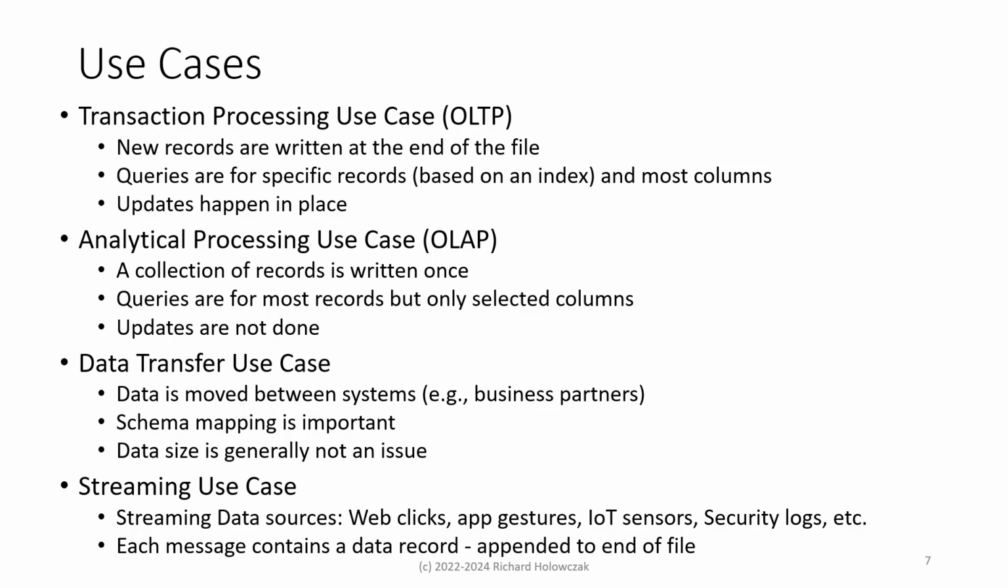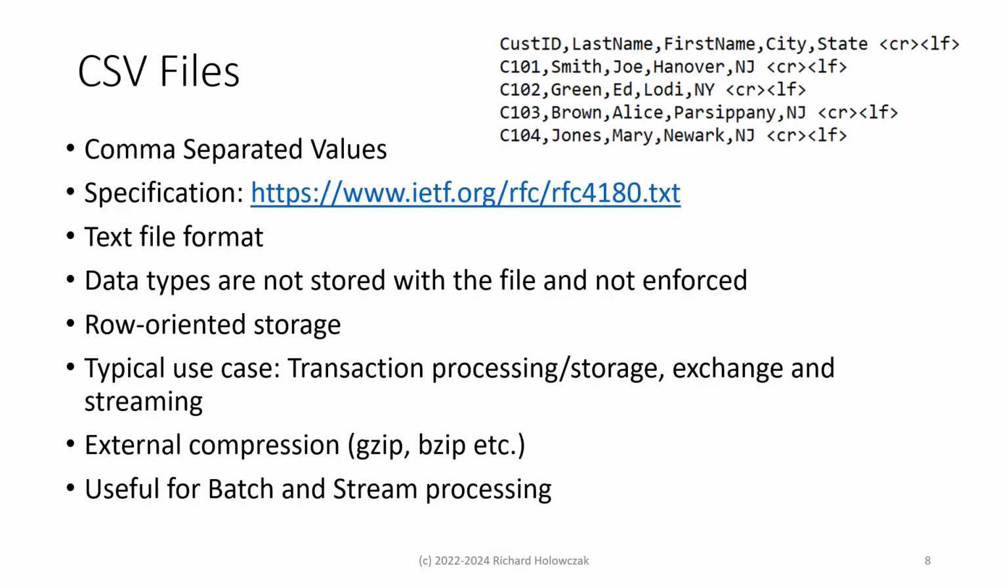Each message from one of these sources contains a data record, and in general, we're going to append those to the end of the file. So how our file is organized really is very similar to what we need for the transaction processing use case. We just have a stream of messages coming in, and we need to rapidly append those to a file while still making the data accessible. So these are sort of 4 different use cases that we need to think about when we're choosing a file type to work with. So now let's dig in with our actual file types.